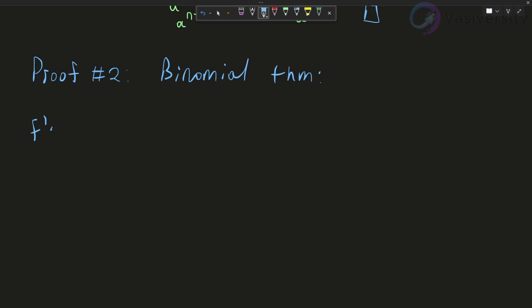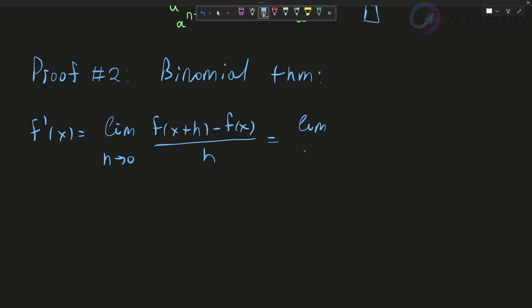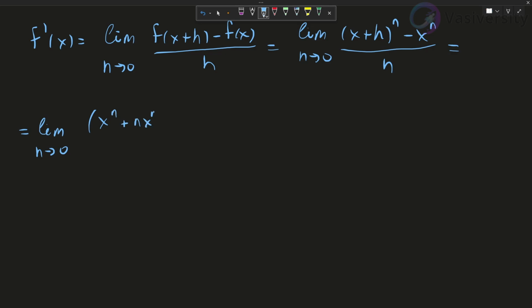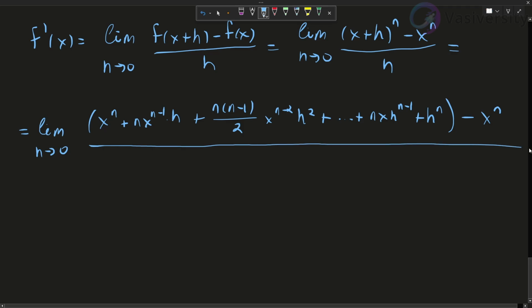We know that f prime of x is equal to the limit as h approaches 0 of f of x plus h minus f of x over h, which is equal to the limit as h approaches 0 of x plus h to the n minus x to the n over h. By using the binomial theorem on the term x plus h to the n, we get the following: the limit as h approaches 0 of x to the n plus n x to the n minus 1 times h plus n times n minus 1 over 2 x to the n minus 2 times h squared plus dot dot dot plus n x h to the n minus 1 plus h to the n, minus x to the n. This is all over h.